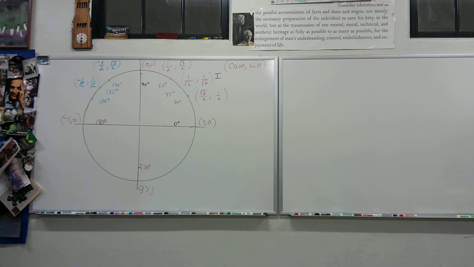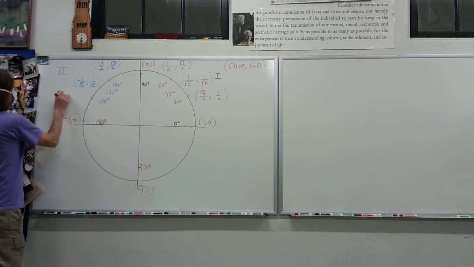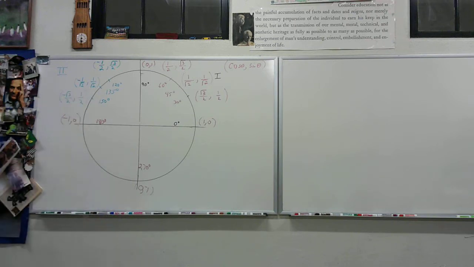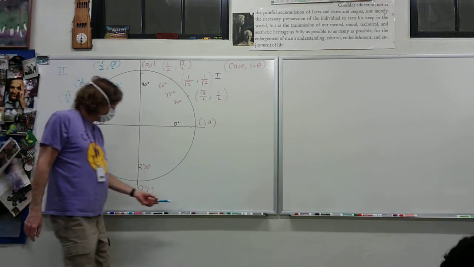Notice, if you know quadrant 1, you know quadrant 2. Yeah, if you know quadrant 1, you know quadrant 2. So beautiful. I bet you can go ahead and do 150 degrees too. Negative square root of 3 over 2. And don't forget the y value is 1/2. All right? Now, I want you to look at that. You got your first quadrant. Move to your second quadrant. So far, so good? Okay.